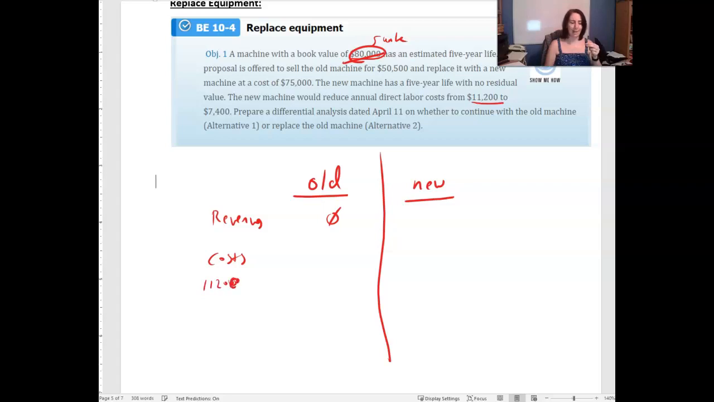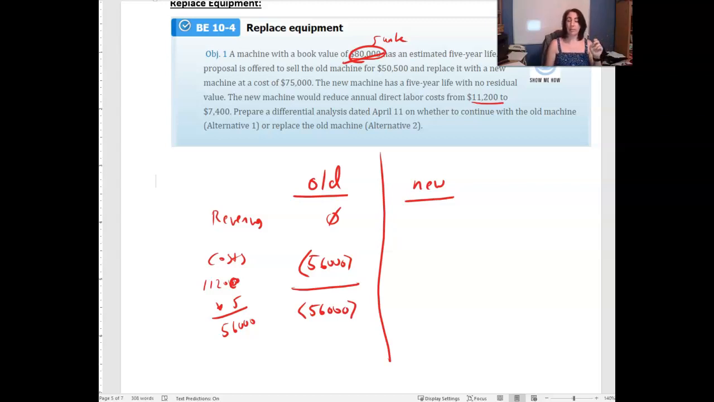And we're looking at 5 years here, right? Because it has an estimated 5-year life. So 11,200 times 5, we have $56,000 in costs here. So $56,000 in direct labor costs associated with the old machine. Okay, so really this machine operates at $56,000. I hate to say loss, but I mean costs, right? There's no revenues coming from it.